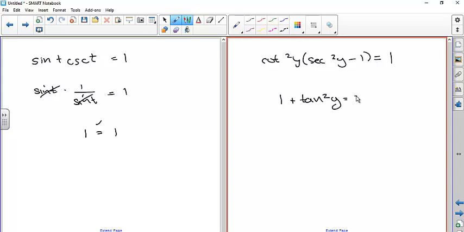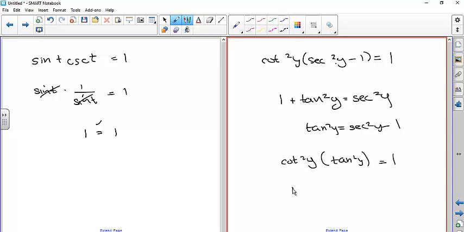And the specific one we want to use is the tangent secant one. So the original identity looks like this, but you can see that if we subtract 1 from both sides, we'll get secant squared y minus 1 is equal to tangent squared y. So I can put that in there. So we get cotangent squared y times, instead of secant squared y minus 1, it's going to be tangent squared y.